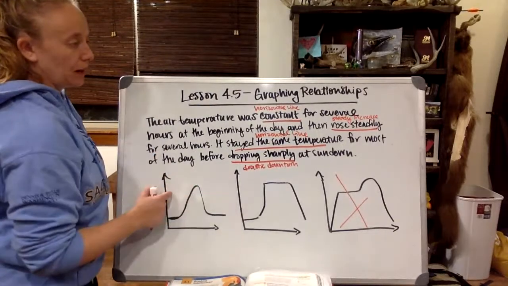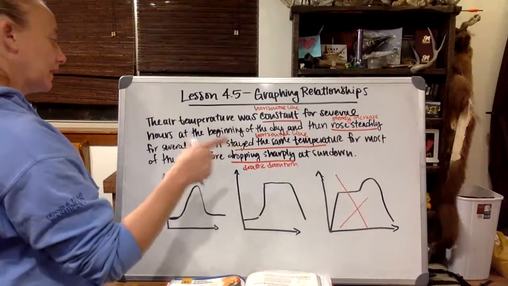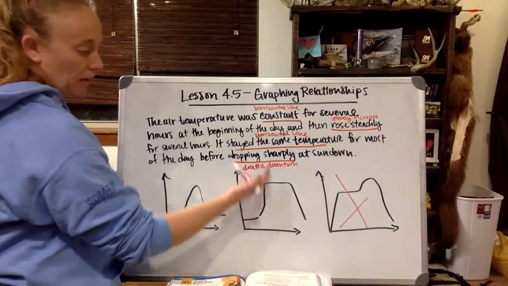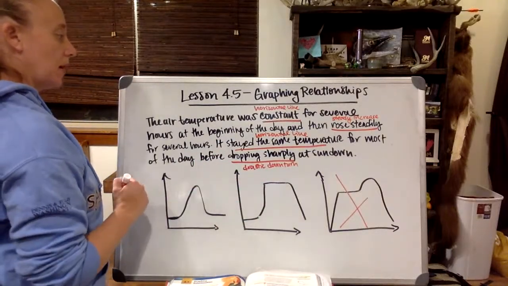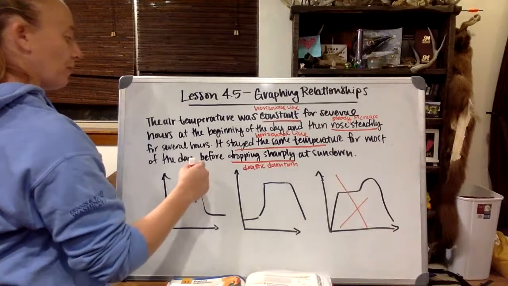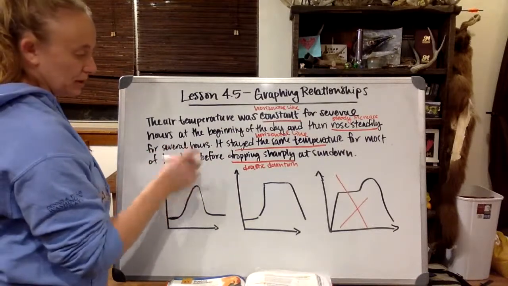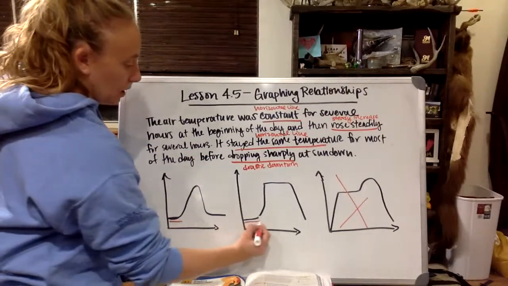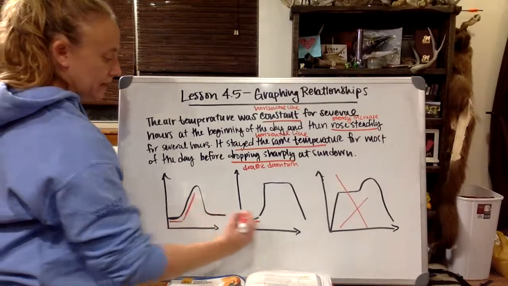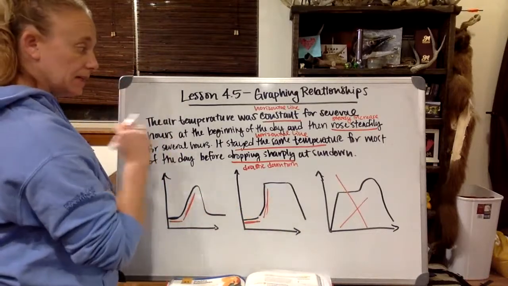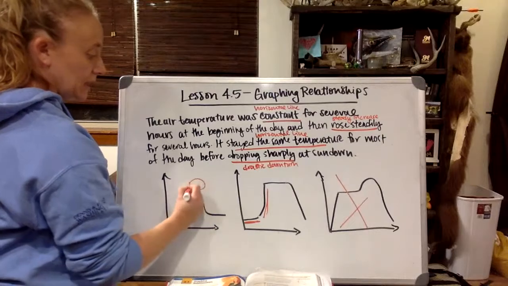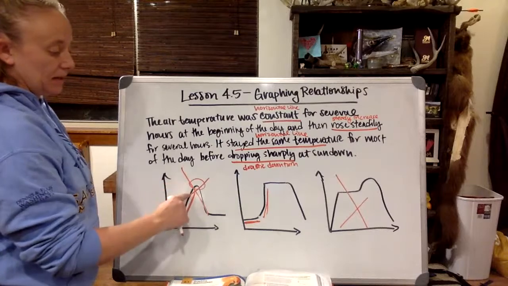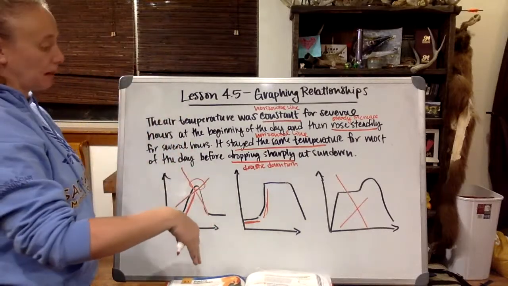So I'm looking at these two now. Then it rose steadily for several hours. So it's rising steadily. Okay, rising steadily. I'm seeing rising steadily in both of them. Okay. It stayed the same temperature for most of the day. That means I need to see another horizontal. So both of these have the constant to begin with, and then it's rising steadily, and then stayed the same temperature for several hours. This one does not do that. It's not staying the same temperature for several hours. It is pretty much hitting that peak temperature and then decreasing right away.